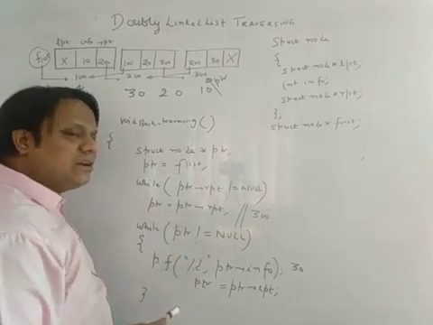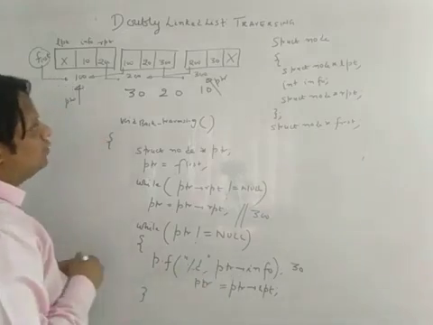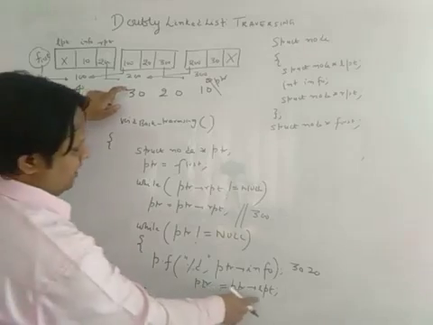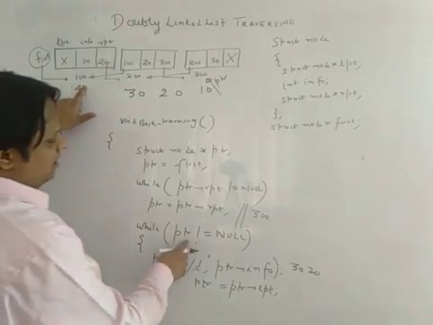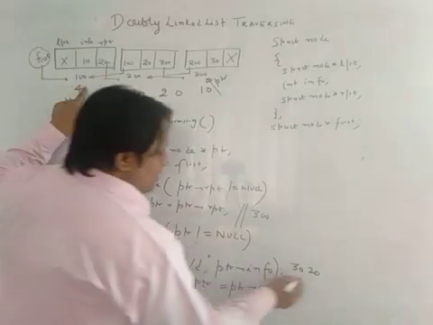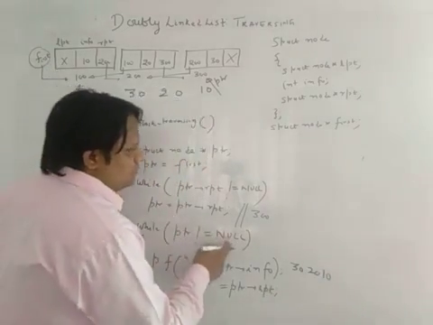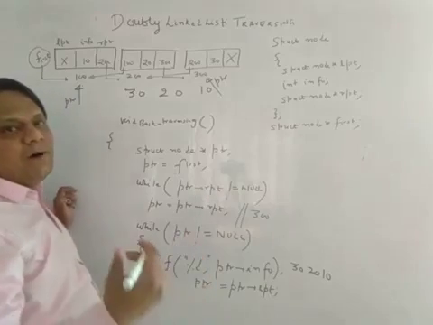200 not equals null, condition true. The info part of 200 is 20 and ptr moves to what? 200 arrow LPT, which is 100. 100 not equals null, condition true. 100 arrow info is 10. Your ptr moves to null. Null not equals null, condition becomes false and you will come out of the loop.